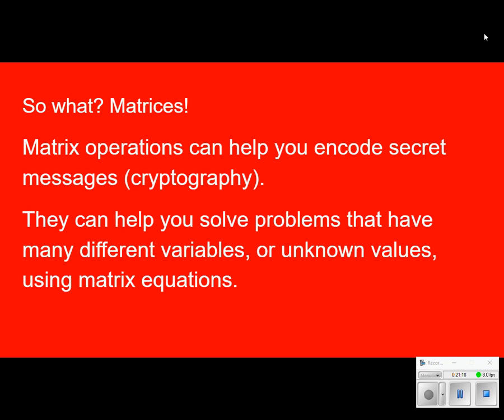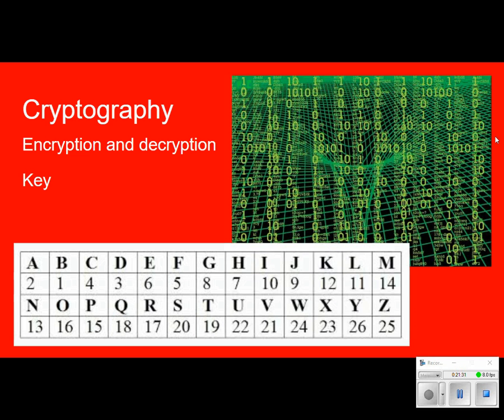All right, so matrix operations can help you encode secret messages in cryptography. They can help you solve problems that have many different variables or unknown values using matrix equations. So cryptography is where you take a key, like I have here, where A is represented by 2, B is represented by 1, C is represented by 4, and so on, and I can mix things up and change values, but then later on, if somebody has the key, they can decode my message.